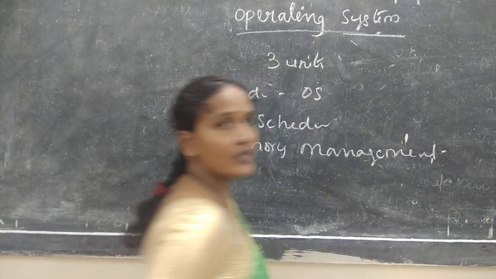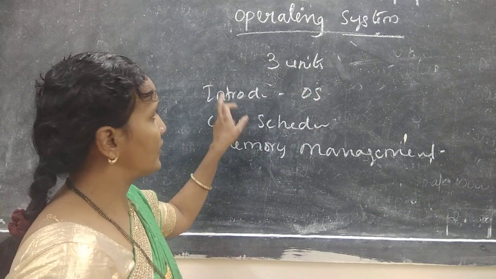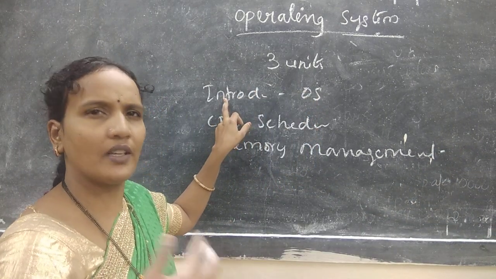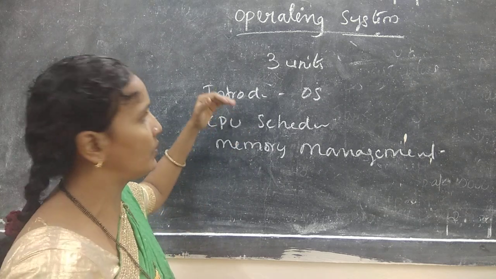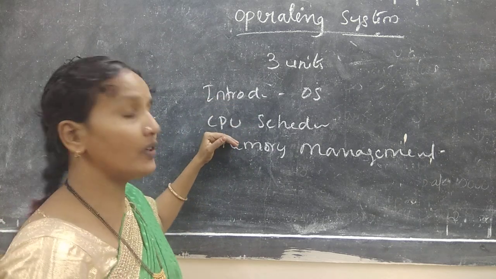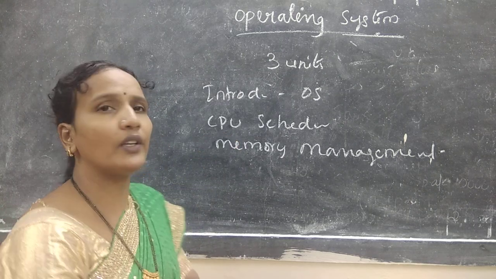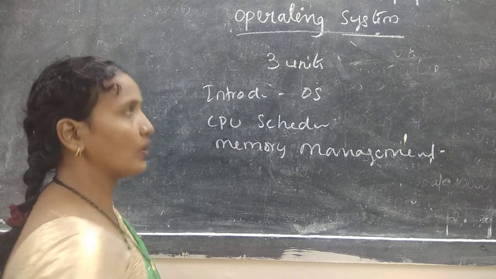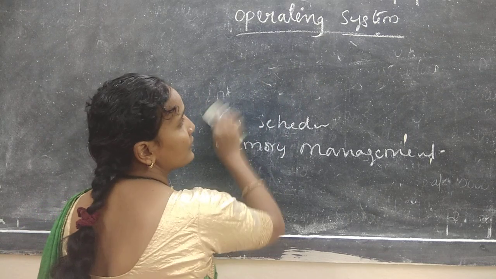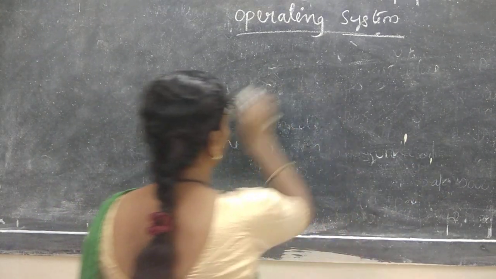Okay. So how many units we have? 3 units. First unit is Introduction to Operating System, process and everything, processing, scheduling, everything you will get inside the first unit. The second unit you will get CPU scheduling, scheduling algorithms you will get. The third unit you have memory management, means how to store, how to load files, folders into a system.